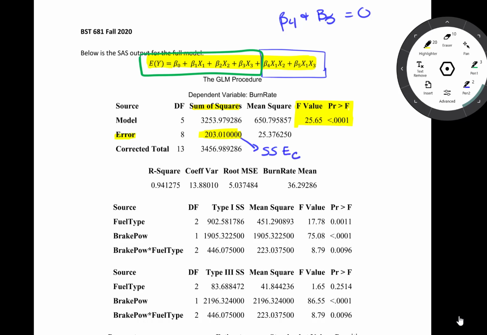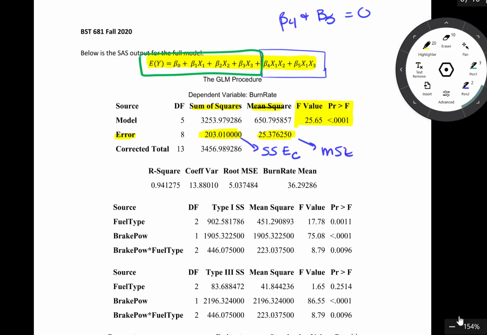And you can also go ahead and find the MSE for the complete. Notice MS is mean squared, and then again with error. So if we find where those meet up, you get this piece right here. And this is your MSE for the complete.